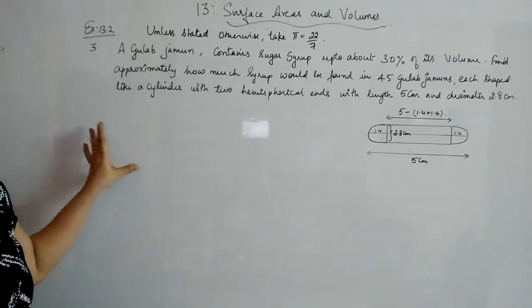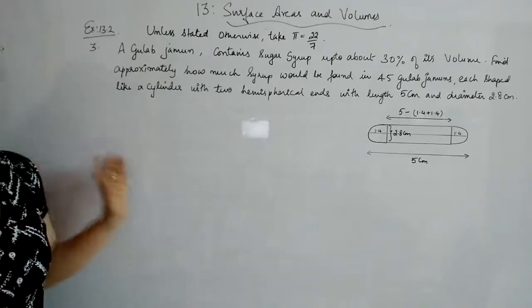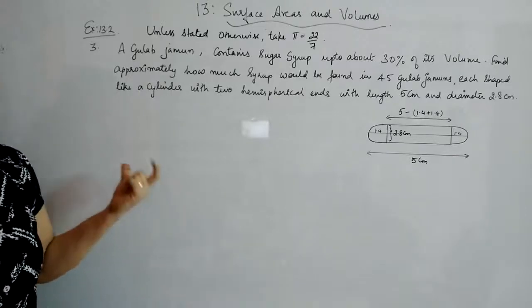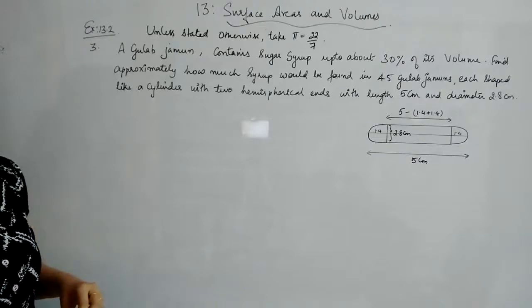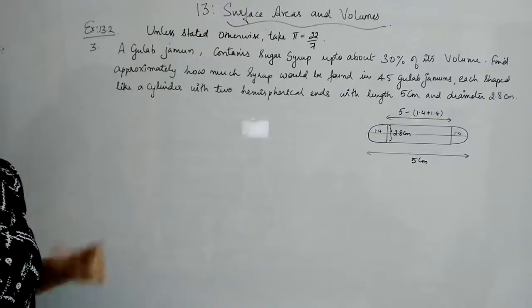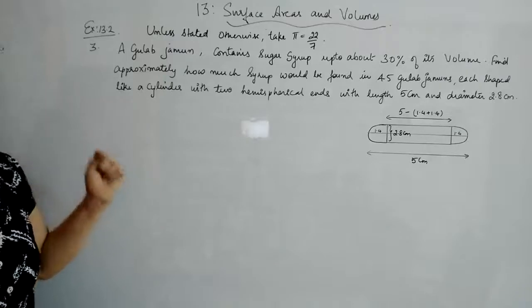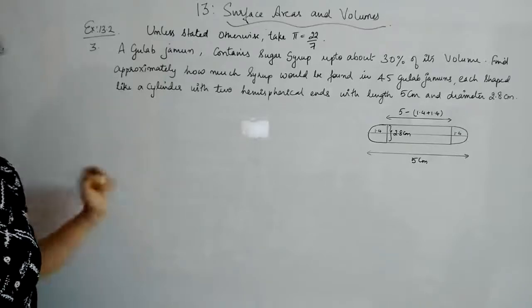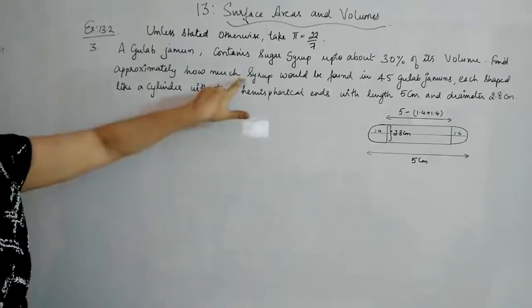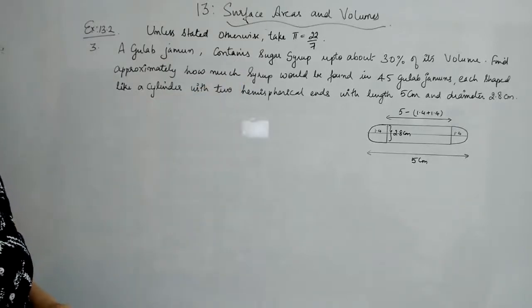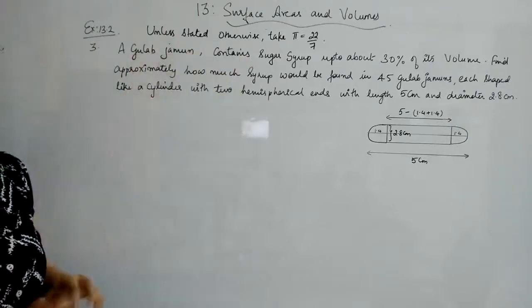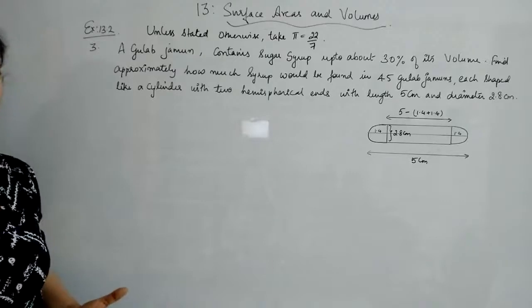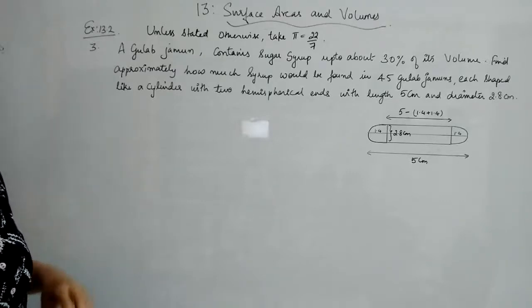Now first we will find out the volume of one gulab jamun, by taking the volume of the cylinder and the volume of two hemispherical parts, adding both. That will give you the volume of one gulab jamun. Then you will find out the volume of 45 gulab jamuns, and then the 30% will give you the syrup. Okay, the amount of syrup contained in those 45 gulab jamuns, because one gulab jamun has 30% of its volume. So 45 gulab jamuns will have 30% of the total volume of the 45 gulab jamuns.